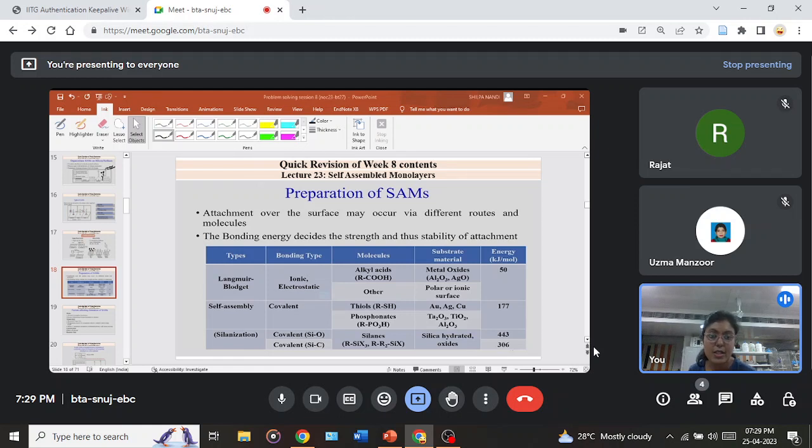So from this table, you can see the highest bonding energy can be seen when there is silanization process. Bonding type is covalent with the molecule silanes, and substrate used is silica or silica hydrated. Right, so the energy is around 443 kilojoule per mole. So depending upon what kind of the substrate surface or the ligand head is used, the bonding energy decides the strength and thus the stability of the attachment.